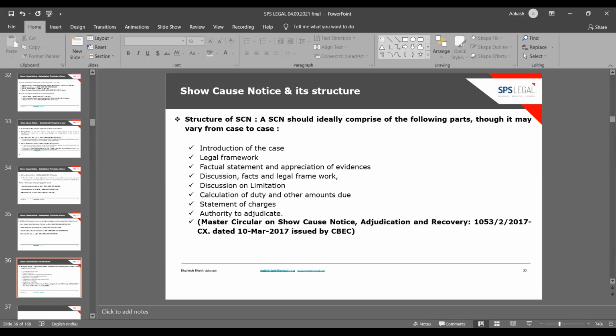This circular is also available on the site. One should go through this. This circular can become quite relevant under GST. So generally, it will be introduction of the case, legal framework, factual statement and appreciation of evidences like statements recorded, other documents analyzed, documents recovered. Then discussion, the analysis, and what are the conclusions drawn. And based on that, the allegations will be discussed.